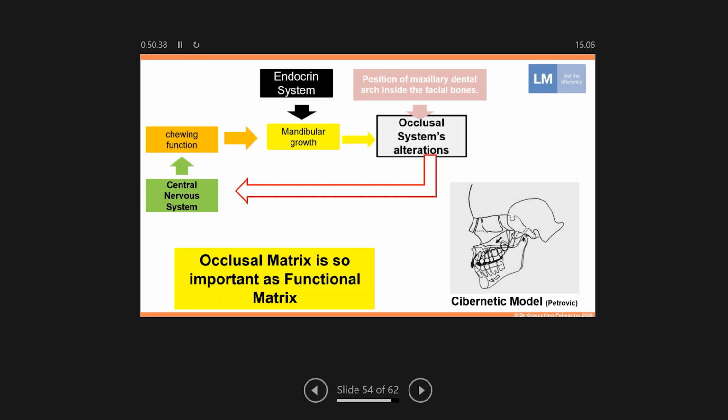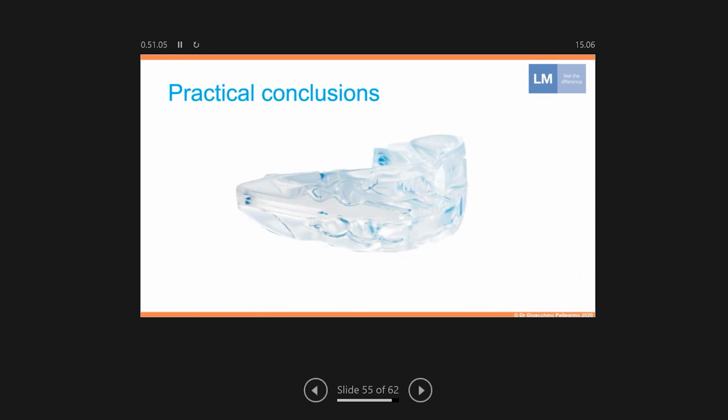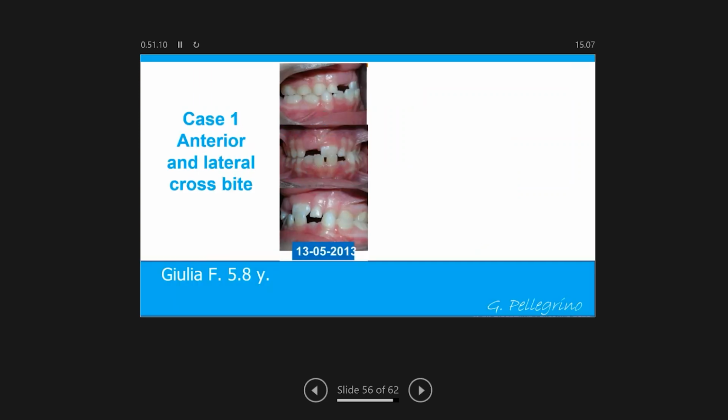So we have to work with a system that is able to give back several feedbacks to the growth, several pieces of information to the system to modify the direction of the growth. But at the end of this very fast overview, we can arrive at a practical conclusion. Why this appliance, and in which way can this appliance help us?